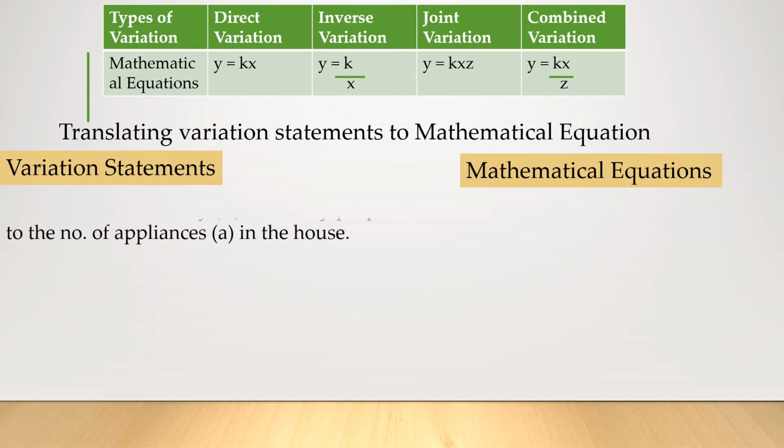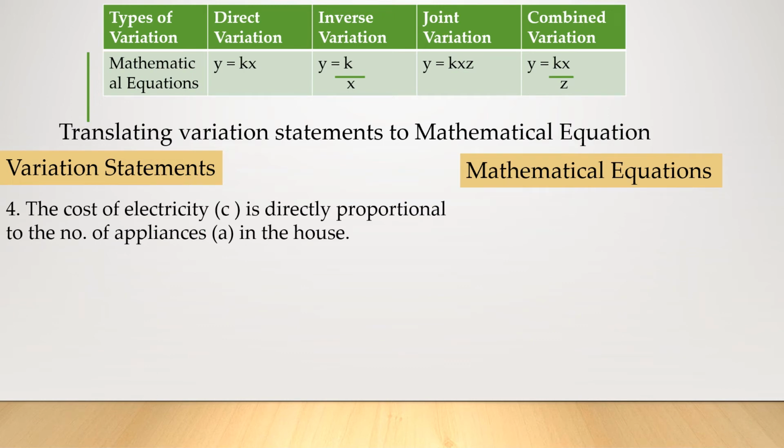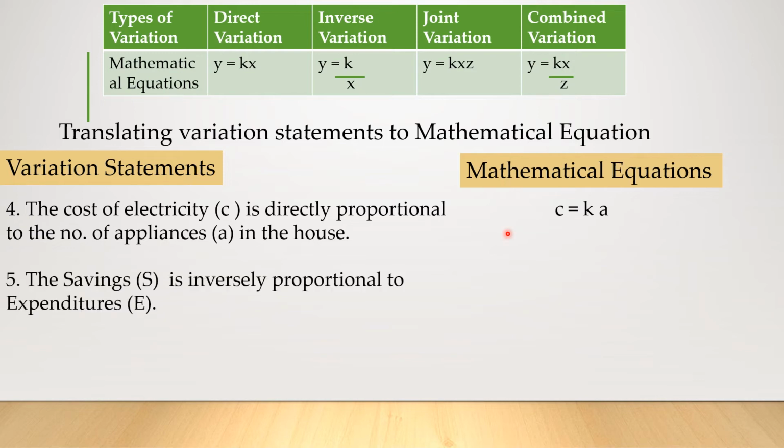So let's have another example here. The cost of electricity, C, is directly proportional to the number of appliances, A, in the house. So direct proportion, so C is equal to K times A. Yes, of course, if you have a lot of appliances, the cost of electricity is higher also.